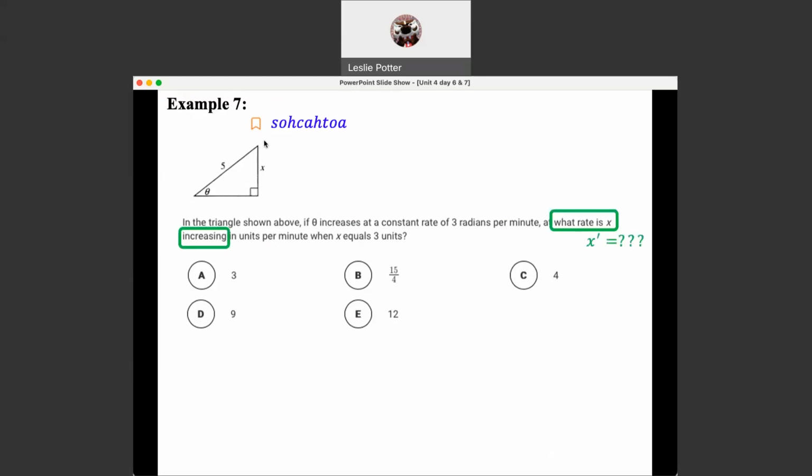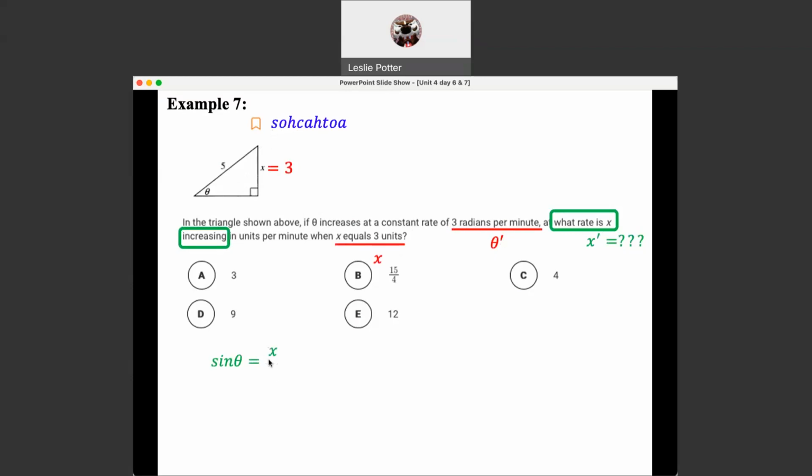And let's take a look at what the question is. What rate is x increasing? So that's our x prime, right? It's a rate. Okay, and we know that our angle is increasing at another rate of 3 radians per minute, excuse me. So that's our theta prime. We know x is equal to 3. And we know that opposite and the hypotenuse is the sine relationship.